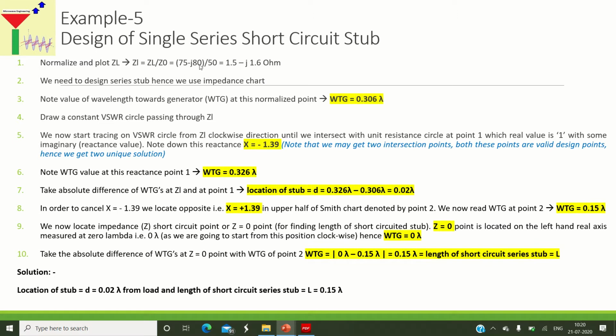So the given load impedance we divide by 50, so that we will get some real part and some imaginary part, the way in which we did earlier. Okay. So what we do is, after normalizing the given load impedance, we plot that impedance. The impedance is 1.5 real part, which is represented by a constant resistance circle, and the imaginary part is negative 1.6. So it will come in the downside of the Smith chart in the lower half. So 1.5 and minus 1.6.